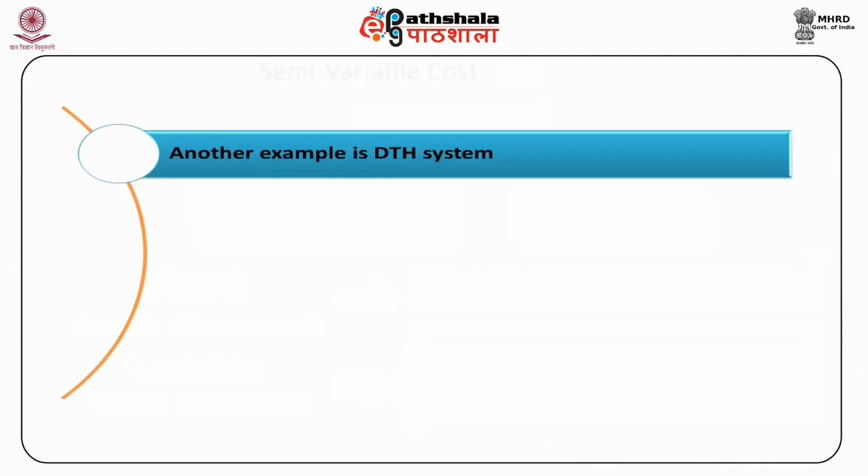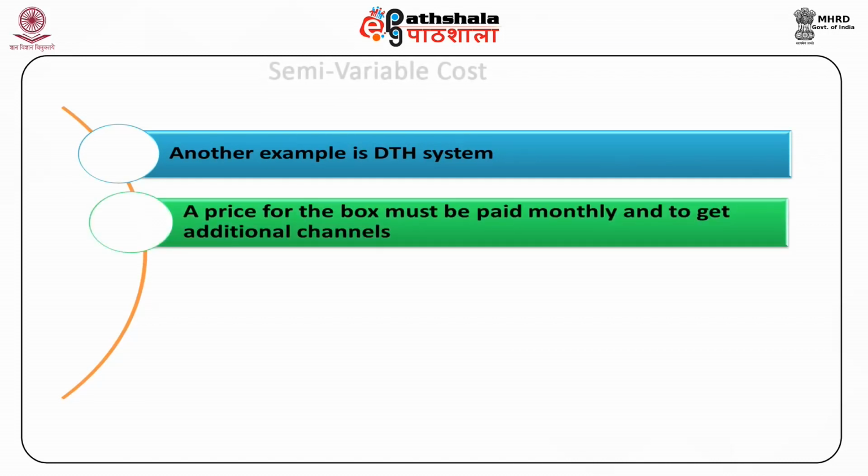Another example is the DTH system. A price for the box must be paid monthly, and to get additional channels, more money has to be given.